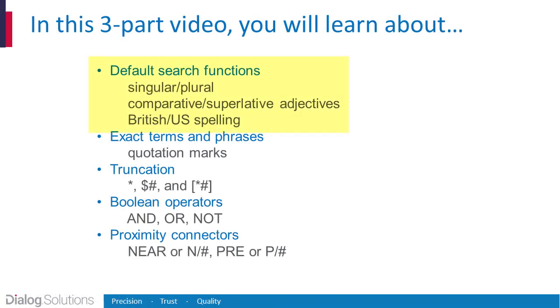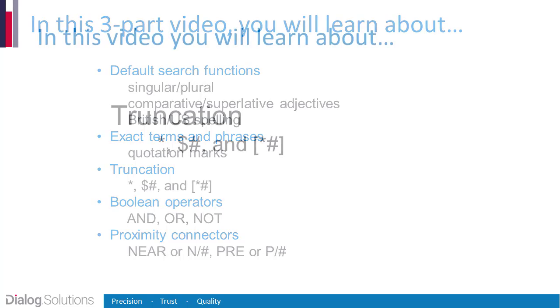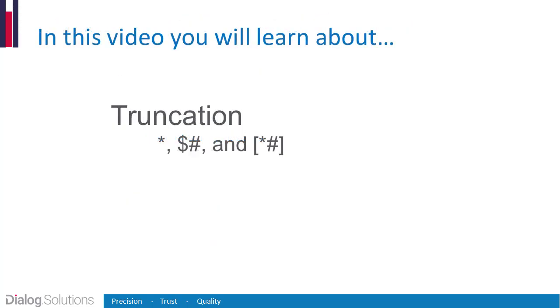In part 1, we looked at 3 of Dialog's built-in default search enhancements and how you can restrict those default functions to get exact terms and phrases when you want to. In part 2, we'll take a close look at truncation, how to use it, how to make it more flexible to get either longer words or shorter words, and some important tips on how to make truncation work best for you. So let's get started.